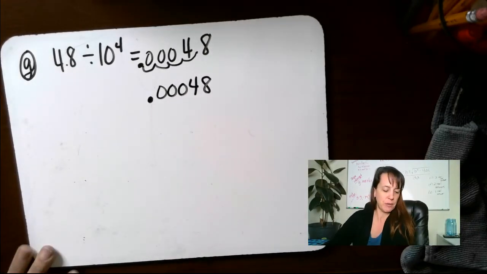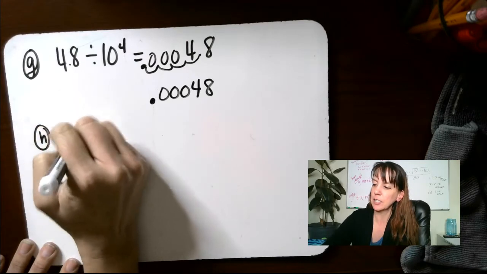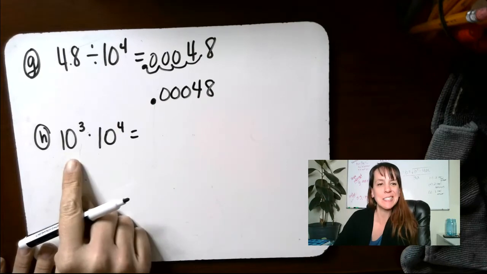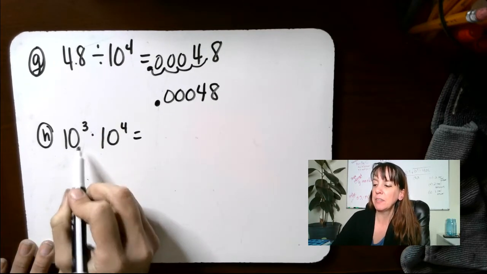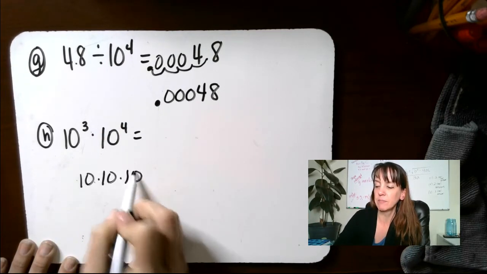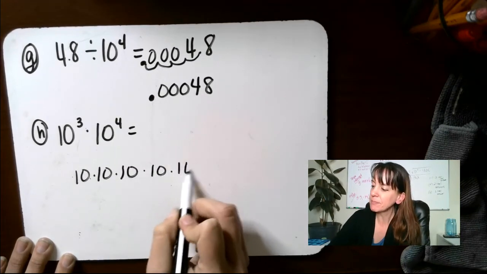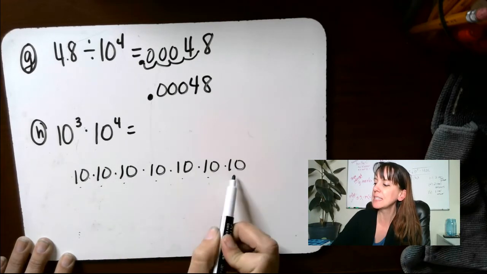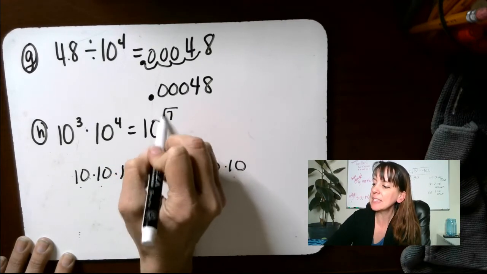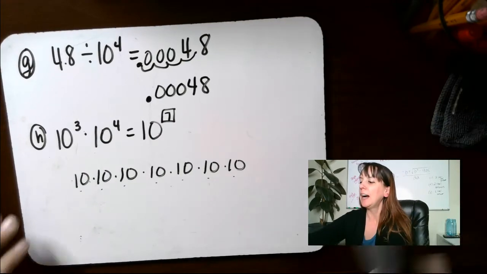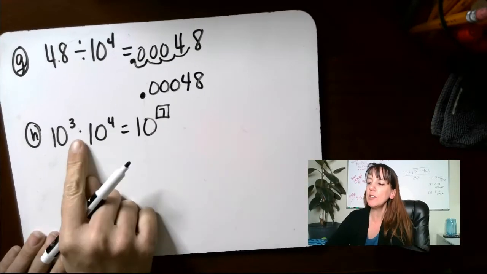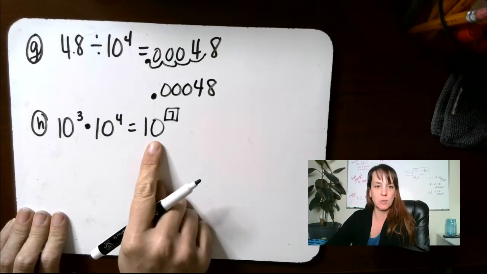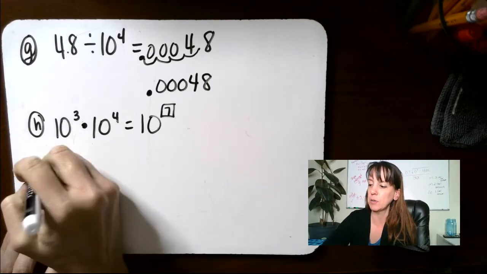Okay, for H, find the missing exponent. Oh, this is a good one. 10 to the third times 10 to the fourth equals. Now this is kind of tricky. It's because we have 3 tens, right? And then we have 4 more tens. That is 1, 2, 3, 4, 5, 6, 7 tens. So you'll notice that this exponent is 7 here. Even though you're multiplying these bases, we don't do anything with the bases. Notice that stays the same, and we add the top ones.